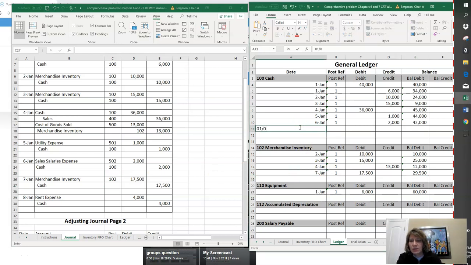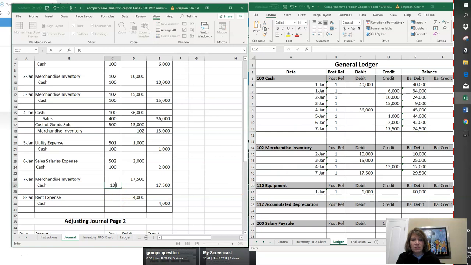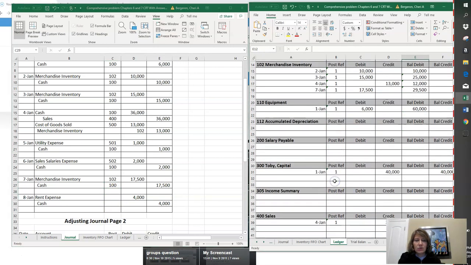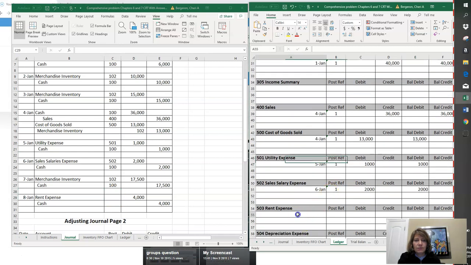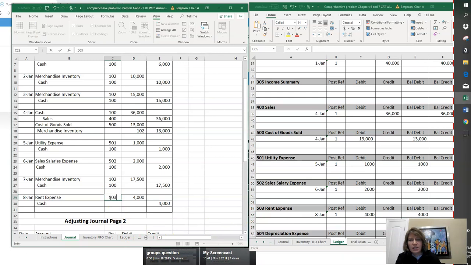All right, cash, January the 7th, from page 1, credit cash 17,500, a debit and a credit, so I need to subtract. My new cash balance is going to be 24,500. That went to account number 100. Rent expense is going to be down here with our expenses. January the 8th, from page 1, debit $4,000, balance $4,000. That went to account number 503.